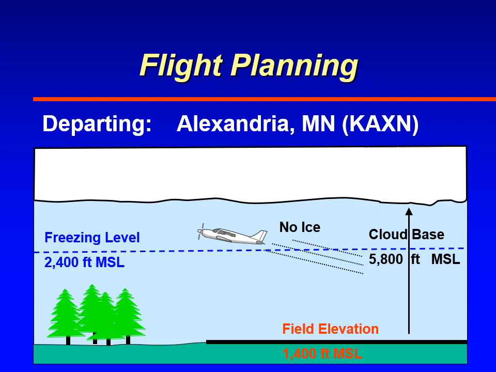So as the airplane climbs, it goes through the freezing level at 2,400 feet. Since there are no clouds, but the temperature is colder than zero as it gets above the freezing level, we find that there's no ice, because the two conditions that you need for icing are temperatures colder than zero and liquid moisture or visible moisture. So as we climb through the freezing level, there is no icing.